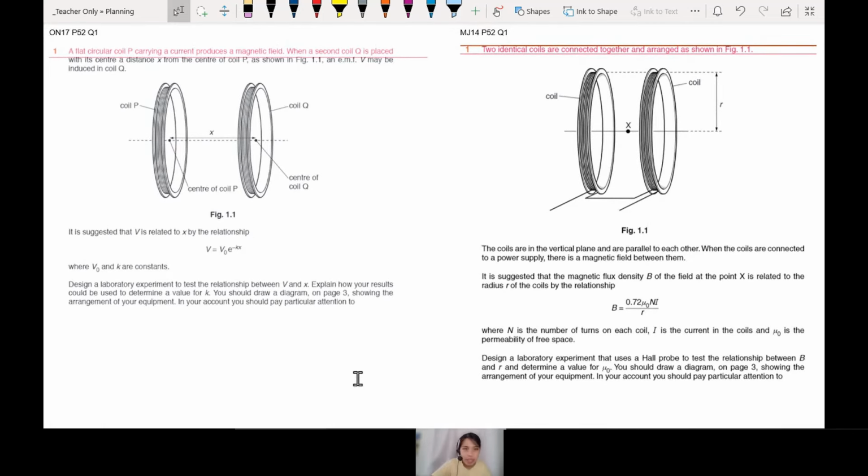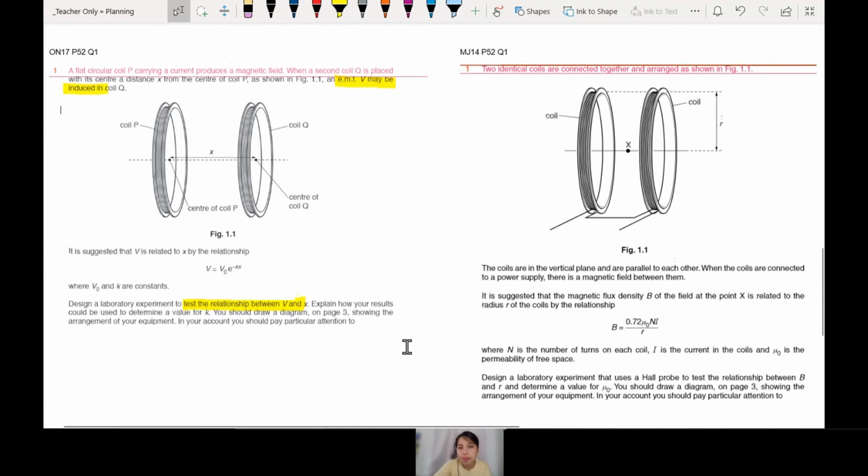What are the two variables you're studying? Look very carefully. Test the relationship between V and X. This is the line that I always ask students to underline because that will tell you what are the two variables they're going to play with. The rest we try to keep constant. So, test the relationship between V and X. What is V? EMF V induced. Oh, this is an induction experiment on the left side.